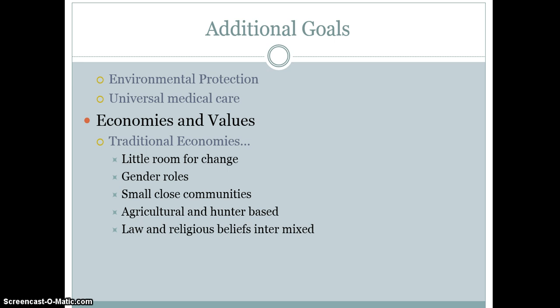Traditional economies are oftentimes small, close communities, and they're usually agriculture and hunter based. So they receive a lot of their food stocks from either growing them themselves or hunting them. And most oftentimes in traditional economies, law and religious beliefs are mixed together. What you might know of as a theocracy, but not exactly the same, where religion and normal doctrine are one and the same. These would be similar, but there might be some distinct differences.